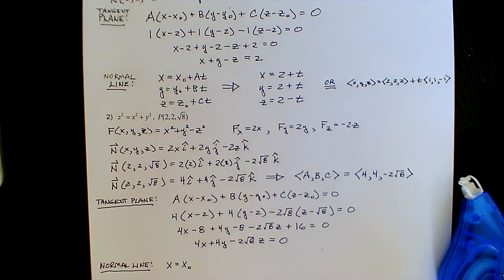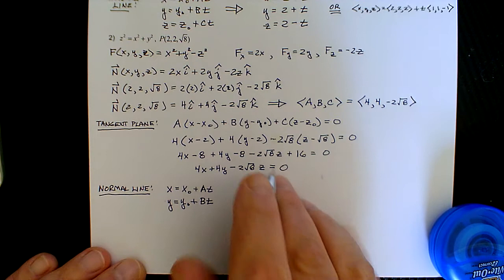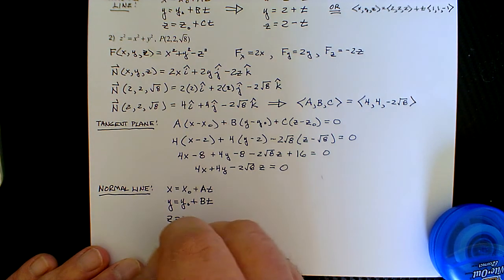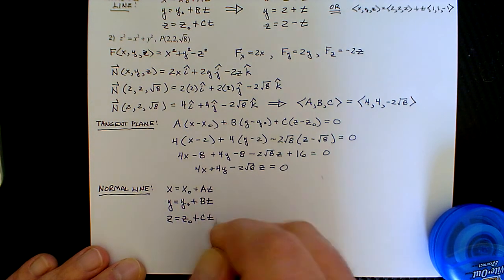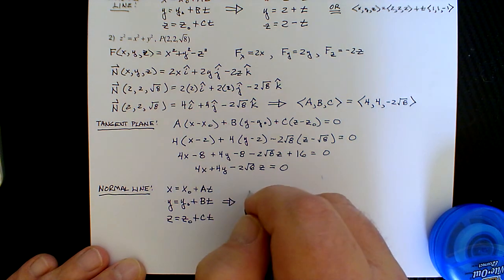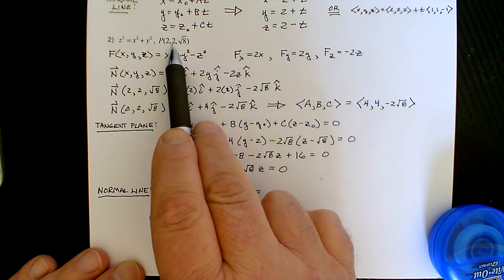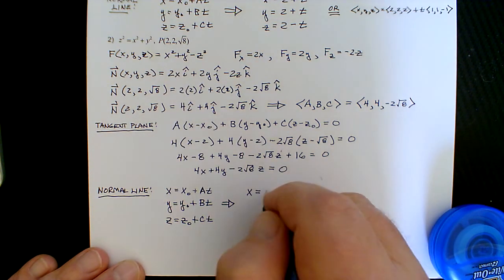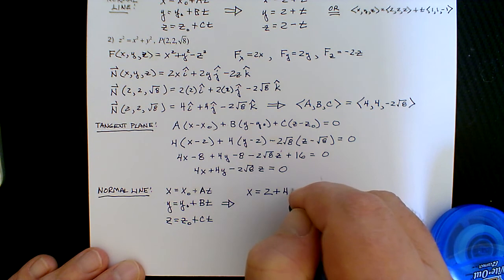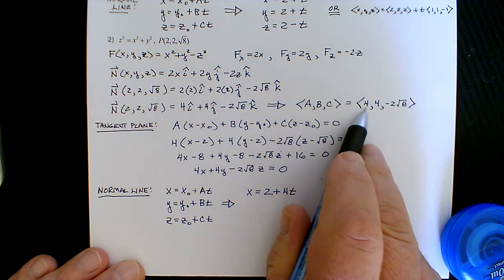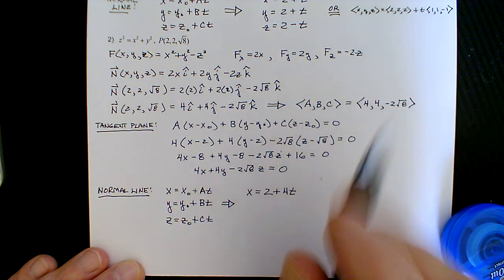So the normal line equation, x equals x sub 0 plus at, y equals y sub 0 plus bt, and z equals z sub 0 plus ct. So then that becomes x equals, remember the point back up here was 2, 2, radical 8, so 2 plus, a was 4, so 2 plus 4t, so that's back up here, the ABC normal vector.